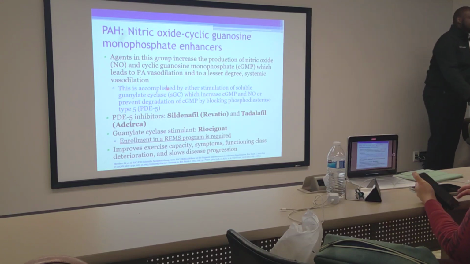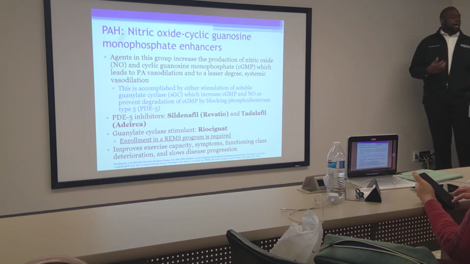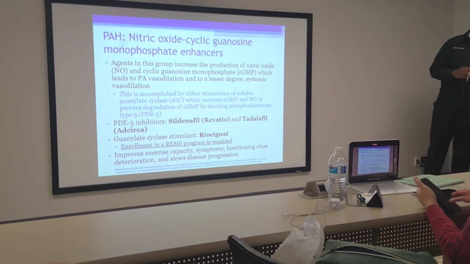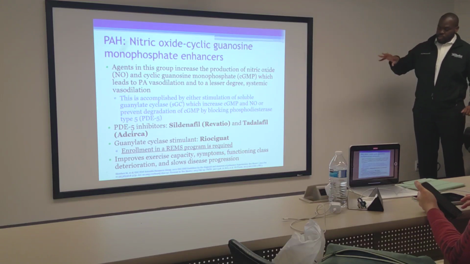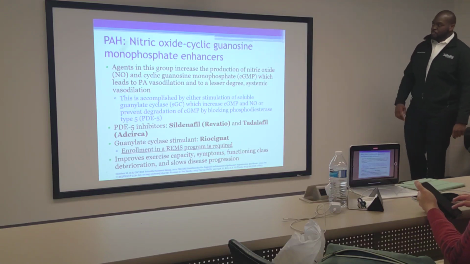Know that it's accomplished by either stimulation of the sGC, which will increase the cGMP, which you want, and also increase the NO, which you also want, or it prevents the degradation of cGMP by blocking that PDE5 enzyme, as well, that way it allows more cGMP to be produced to create that PA vasodilation that we want.